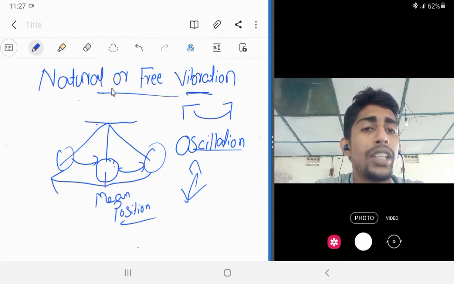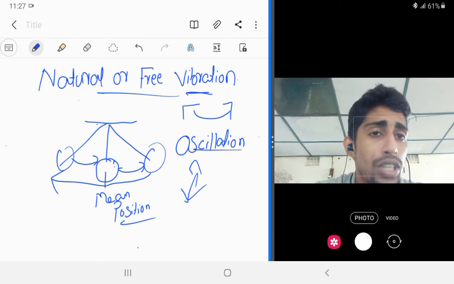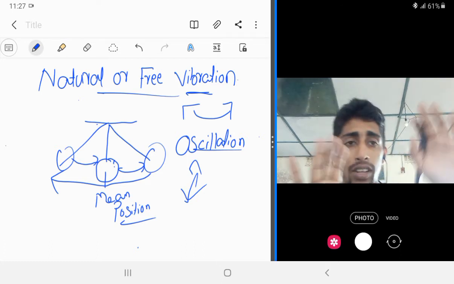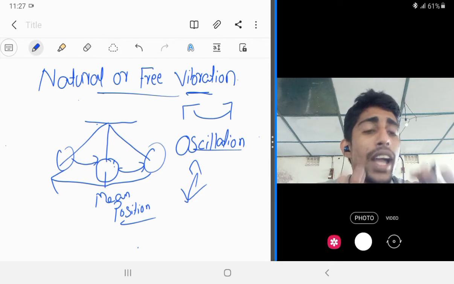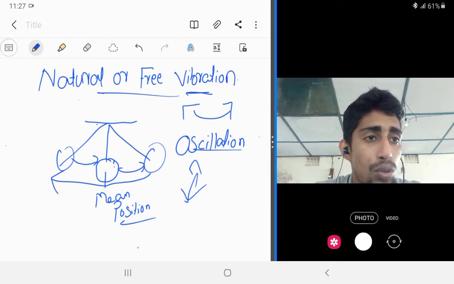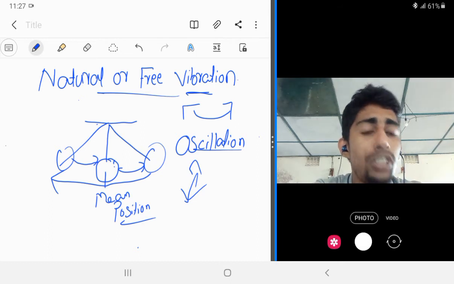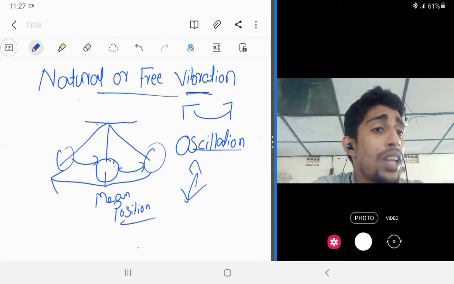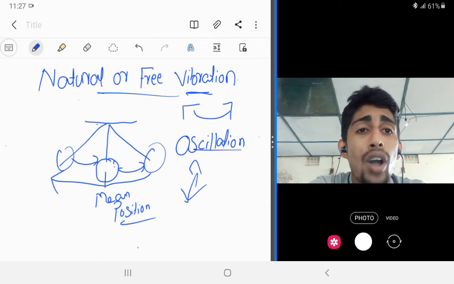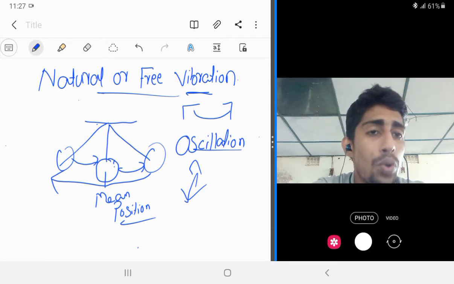Such a kind of vibration will continue until we apply a resistive force. Such types of vibrations are known as natural or free vibration. So always remember that this is an ideal case only. It won't take place in our real life, in our day-to-day life, because in real life plenty of resistive forces are present. I hope you understand.